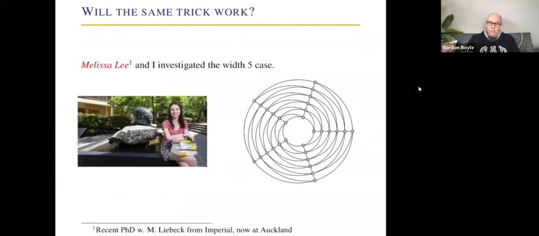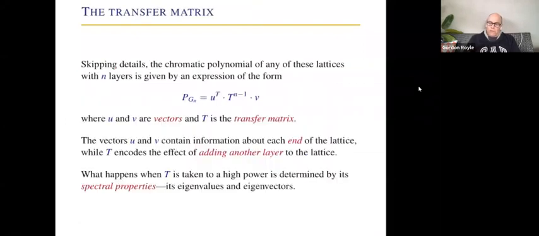And when I got back, I thought, well, let's try the same trick. So Melissa Lee and I, Melissa's now in Auckland, we decided to look at the width 5 case. So instead of taking a width 4 lattice and sticking n graphs into it, I thought, well, let's take the width 5 case and stick n graphs in. And lo and behold, it was basically trivial.